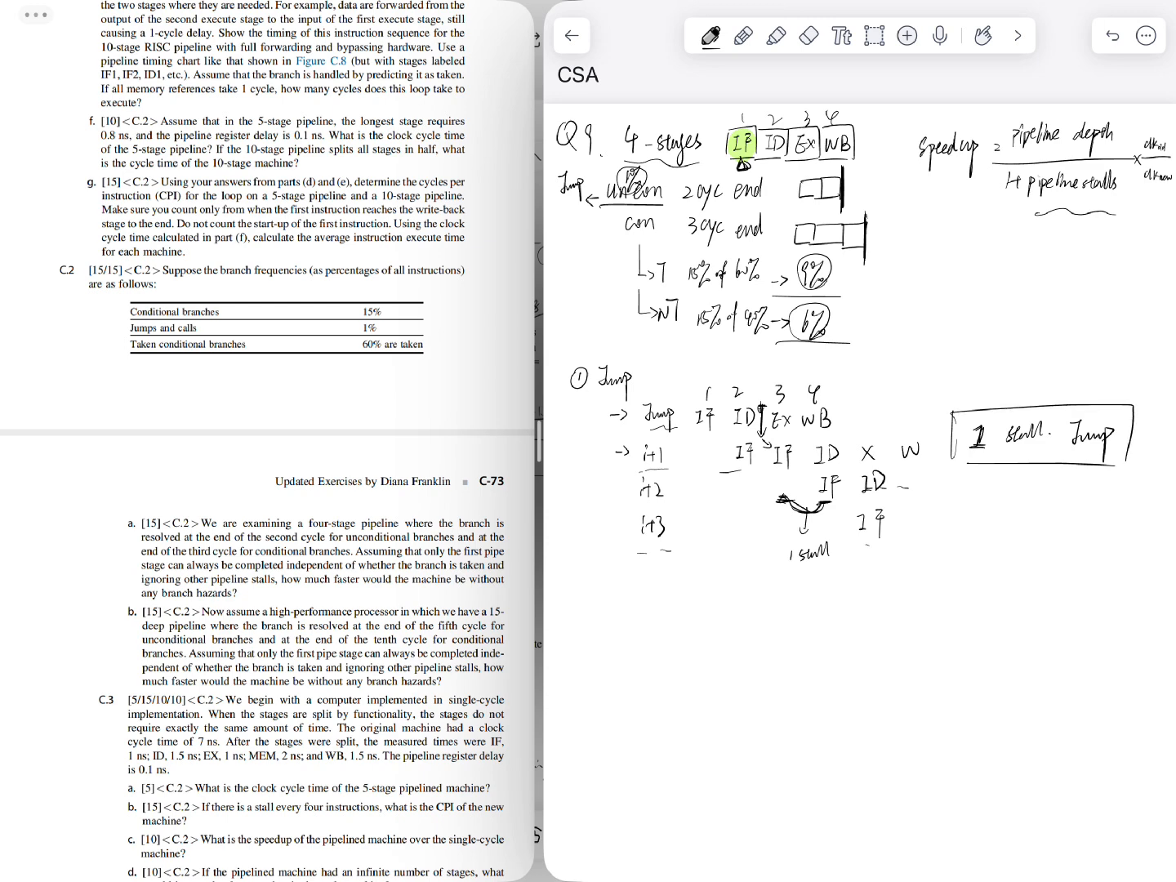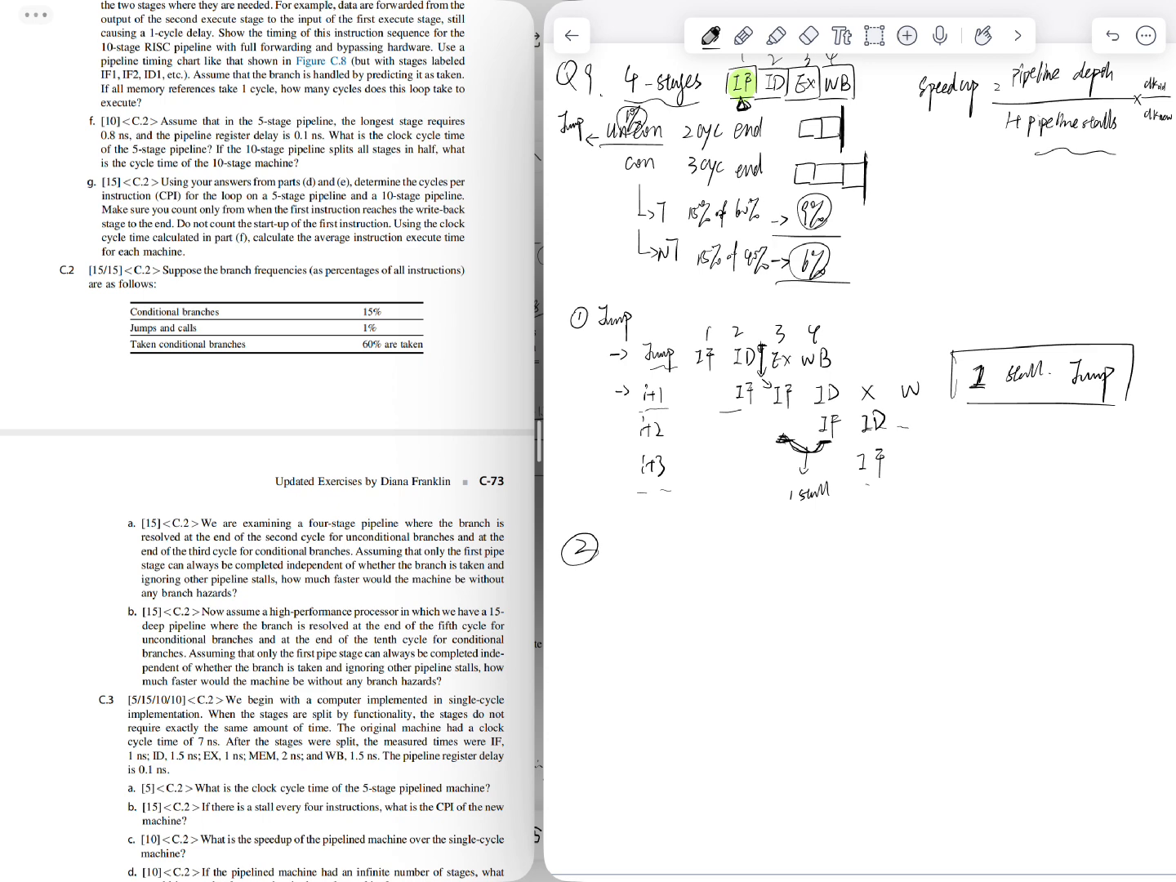And the second situation is, let's talk about the predict, right? The conditional branch, and it will be taken, right?